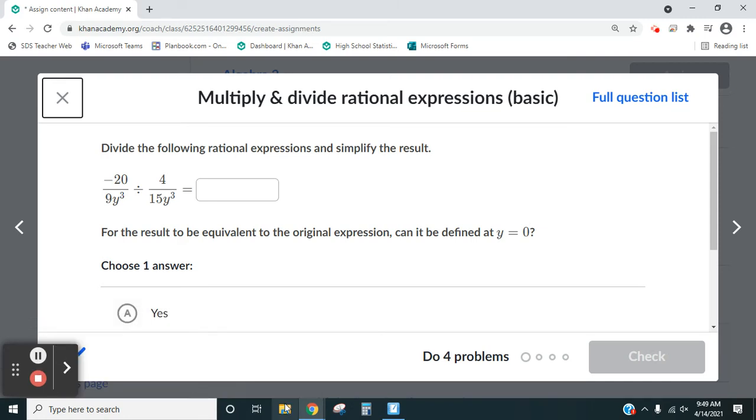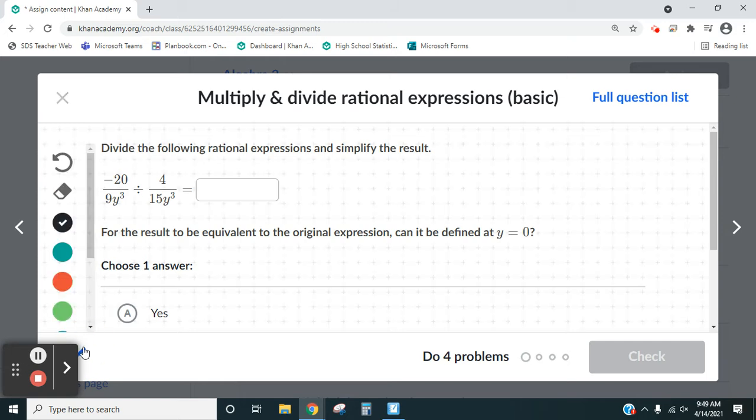All right, ready? Let's answer this question first. We see all this math we're going to do. Let's move this kind of thing out of the way.